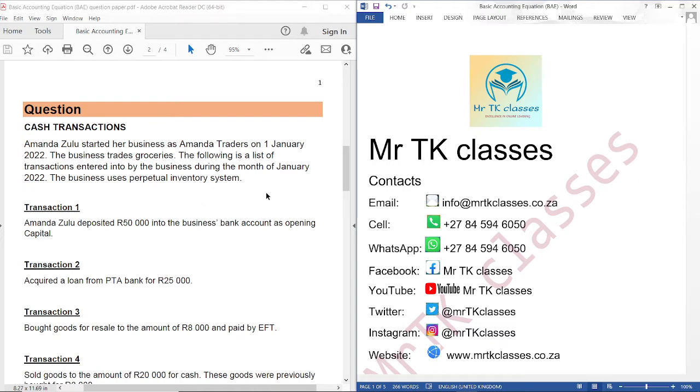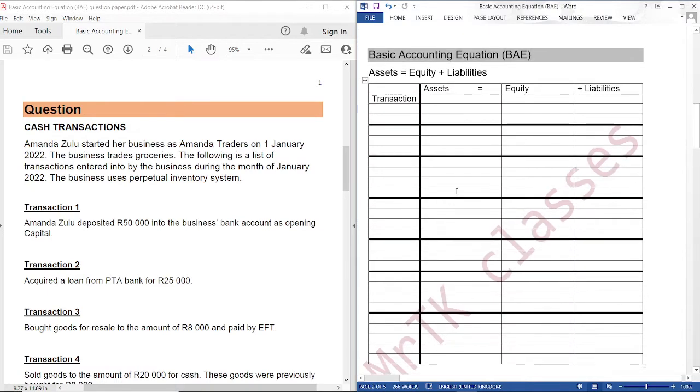You might be wondering, what then is the basic accounting equation? So the basic accounting equation states that assets is equal to equity plus liabilities. In simple terms, assets refers to possessions of the entity. So possessions of the entity should equal the financing of the business, right? So the possessions of the entity means what the business has. So what the business has should equal what financed that, right? Because a business can be financed through equity or liabilities, right?